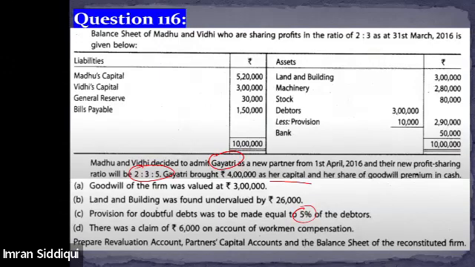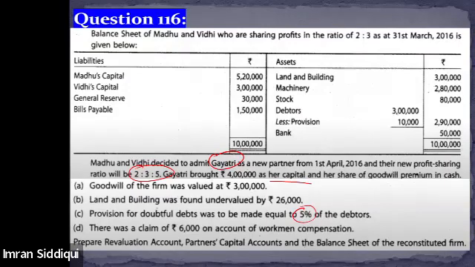When a partner brings in premium for goodwill, this premium needs to be distributed between the old partners in their sacrificing ratio. So that means 1,50,000 will be distributed between Madhu and Vidhi in their sacrificing ratio. Since the old ratio is given as 2:3, we will presume that their sacrificing ratio will also remain the same, 2:3. So 1,50,000 into 2 by 5 and 1,50,000 into 3 by 5.